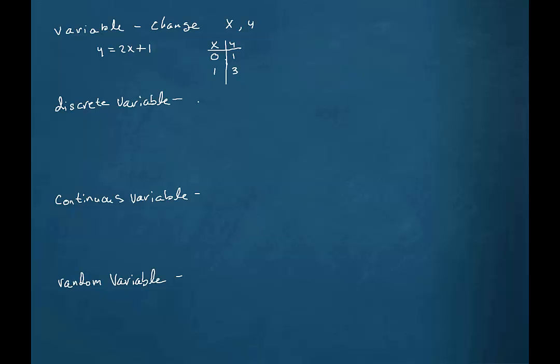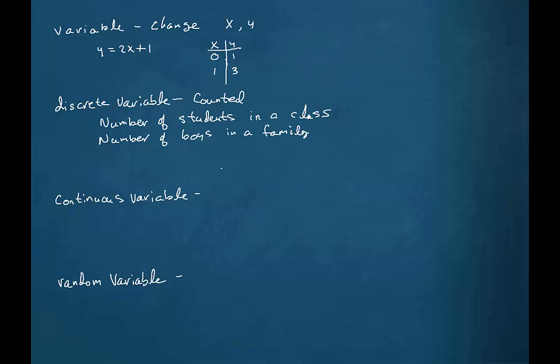A discrete variable is one that is counted. Examples of discrete variables would be things like the number of students in a class, or the number of boys in a family, or the number of spots on a face of a die.